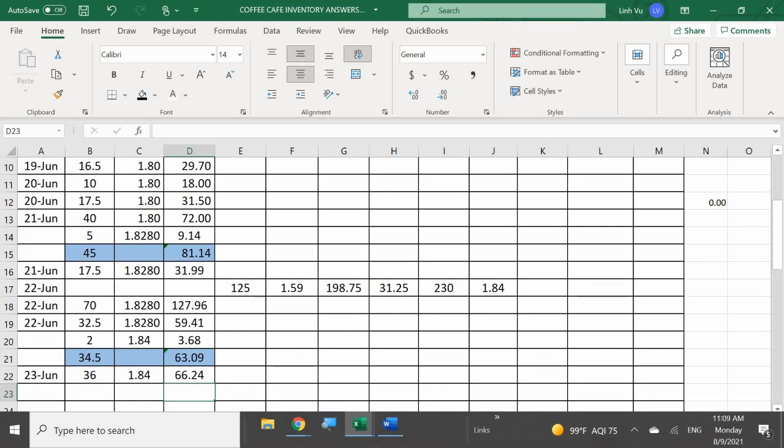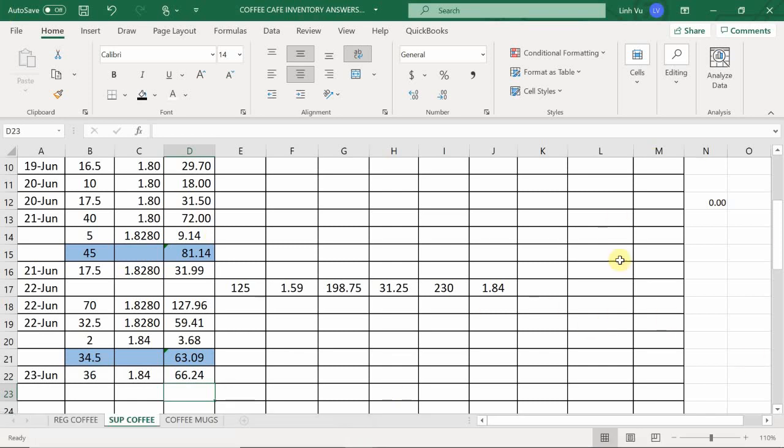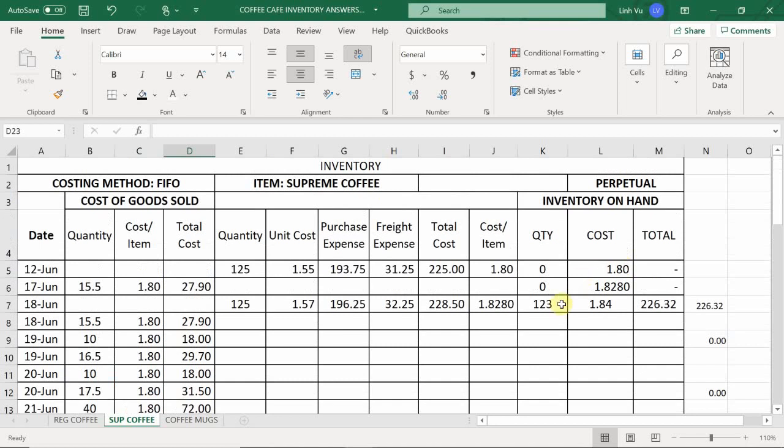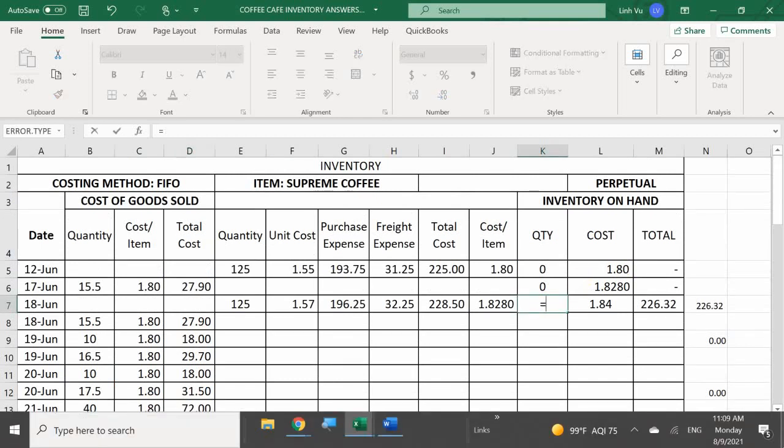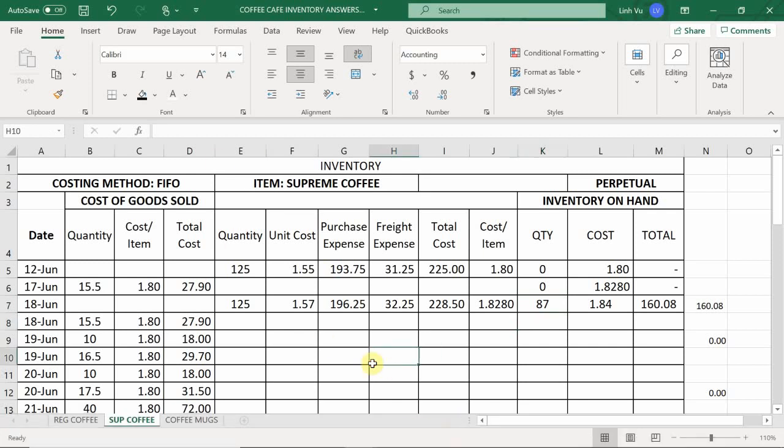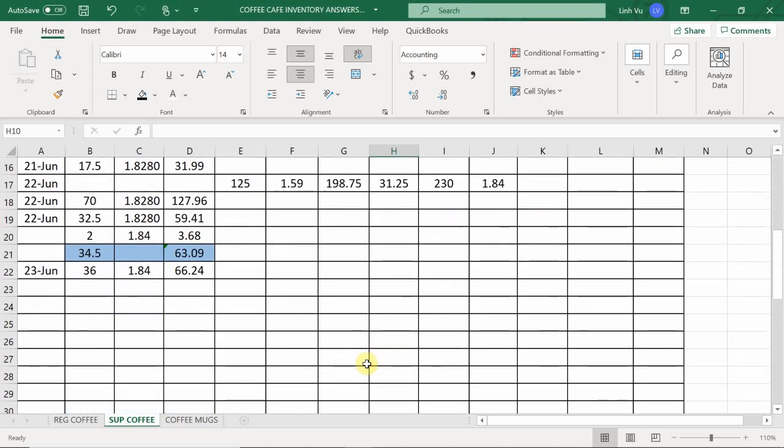Okay. So I have to update my inventory now, right? Because I used 36 pounds at $66.24. So let's go back up here. So you have 123 minus 36 pounds. Should give you 160.08 left in inventory. Okay.